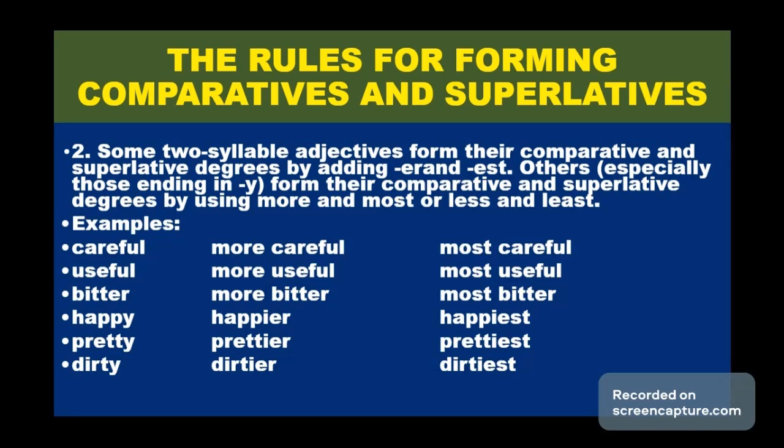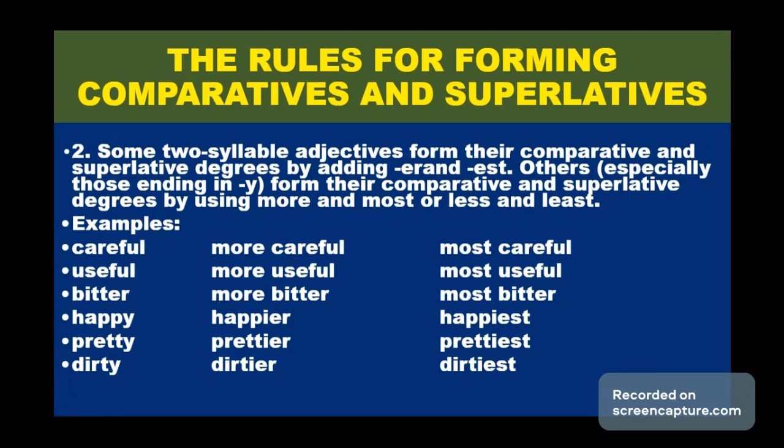Some two-syllable adjectives, they are formed when we add er and est, just as in the case of one-syllable adjectives. But there are some that don't agree with that rule. So especially those ending in y, we add more and most.